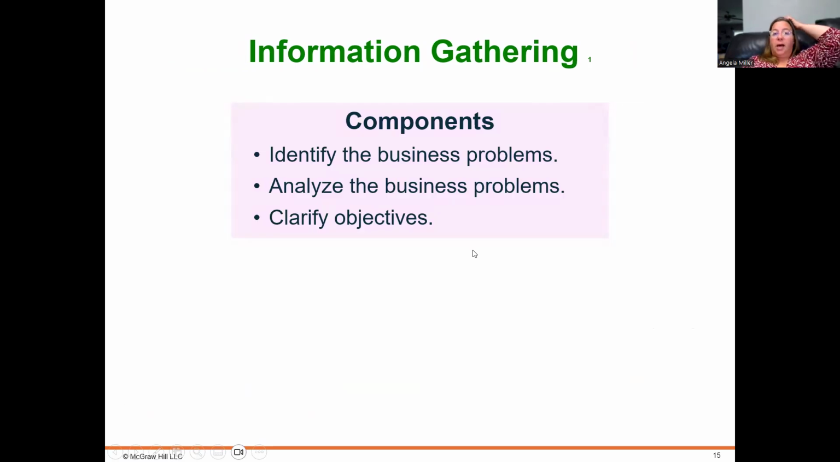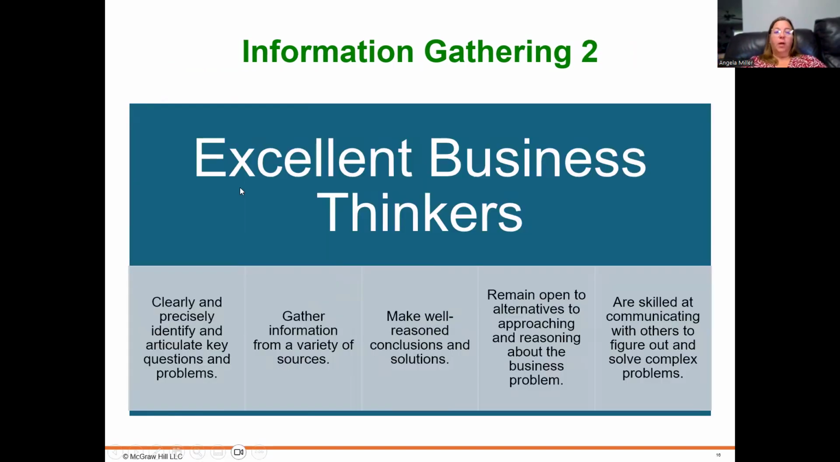All right. As you gather information, there are a couple of components. You want to identify the business's problem. Okay. You want to analyze what their problem is, and then you want to clarify the objectives, right? So, what are you actually trying to achieve in order to solve the problems? Excellent business thinkers are going to clearly and precisely identify and articulate what key questions and problems are. So, really just being able to describe them in a way that everyone would be able to understand.